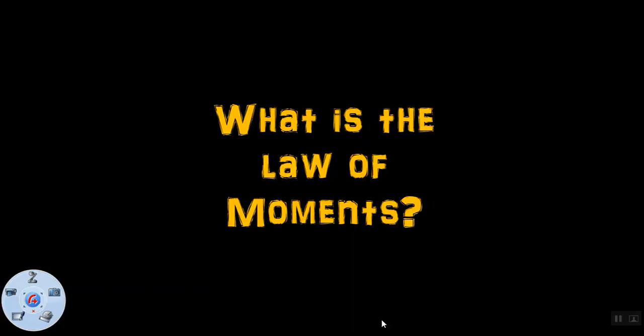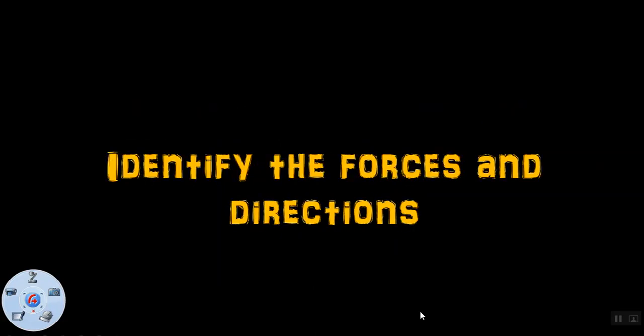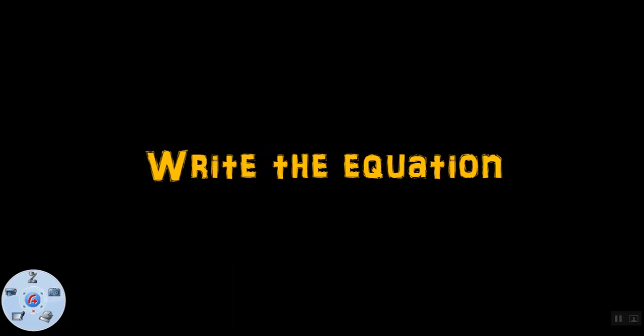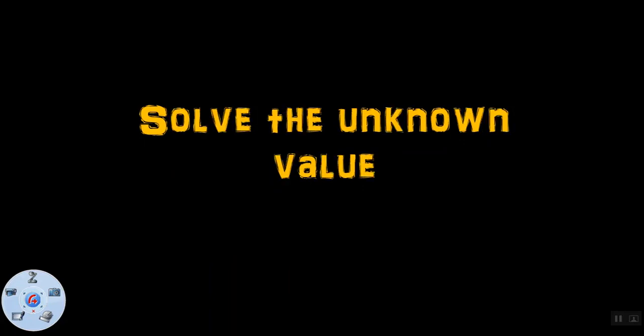Just to understand the steps again: what is the law of moments? It says that the moment clockwise is equal to the moment anti-clockwise. The next step is to identify the forces. Why do we want to do that? Because the forces clockwise times the distance must be equal to the forces anti-clockwise times the distance. So the force and the direction are very important. Next, we identify the distances from the pivot. We don't have to worry about converting if the same unit is used on both sides. Then we write our equation so that we can calculate our unknown. We substitute into the equation and then we solve for the unknown value.